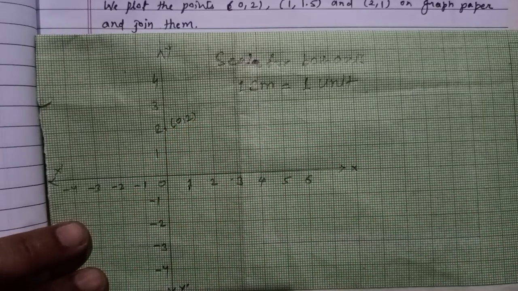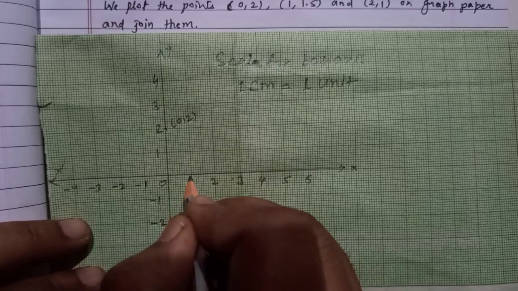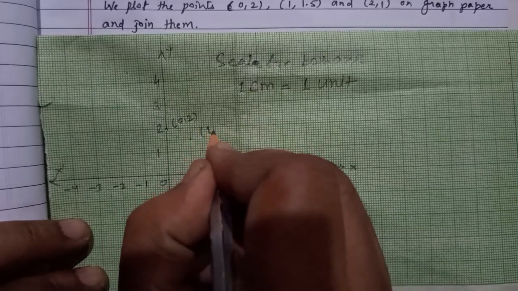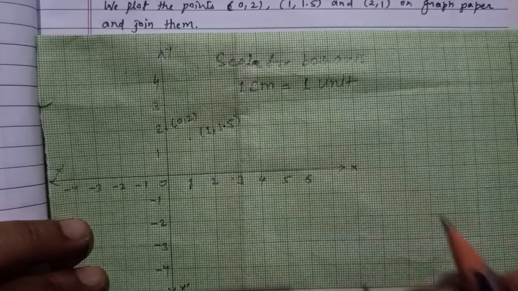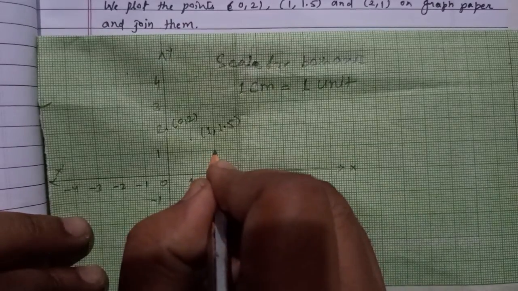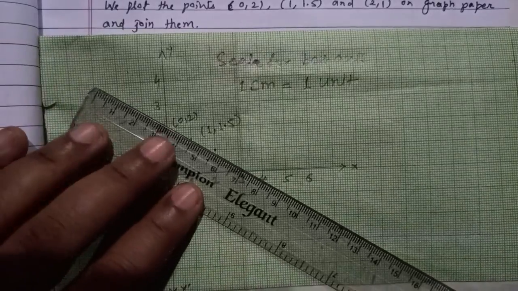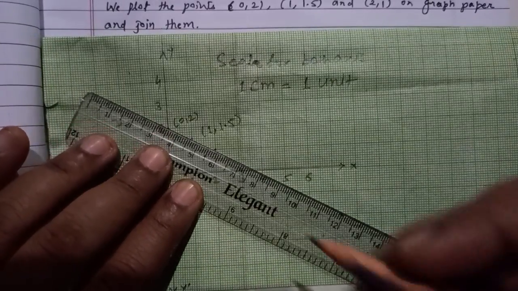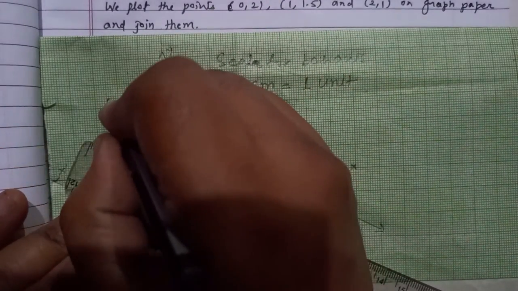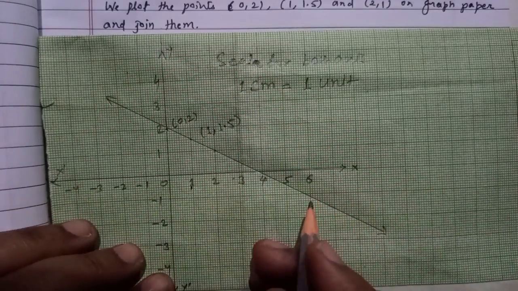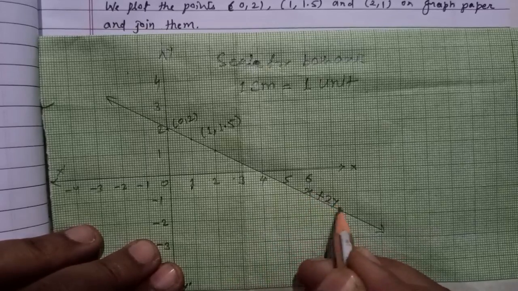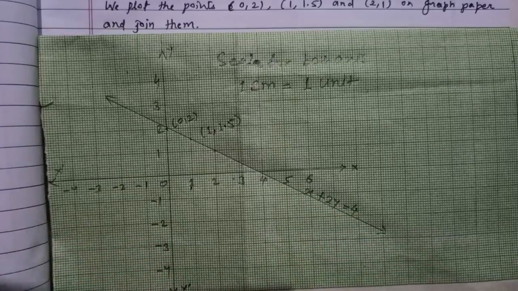Second point is 1, 1.5. X coordinate 1, y coordinate 1.5. 1, 1.5. Third point is 2, 1. Join them. This is the line for equation x plus 2y is equal to 4.